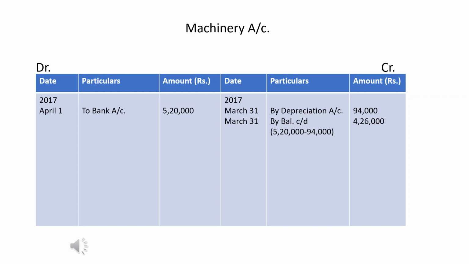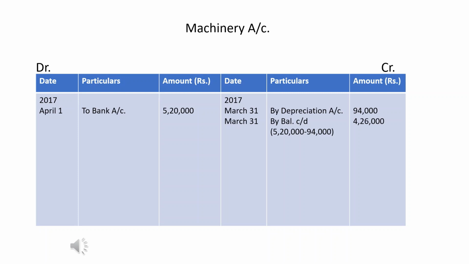So we will make an entry on the credit side. 31st March we will write under the date. In particulars we will write by balance carried down, which will show the balancing figure of the asset at the end of first year. Under amount we will write the amount of the asset that is remaining after subtracting the depreciation of first year.